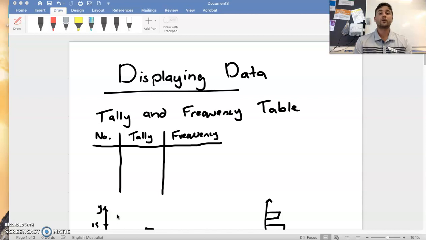Okay, so let's say you've got a whole heap of random statistics. Where do we go from there? First thing, tally and frequency table.